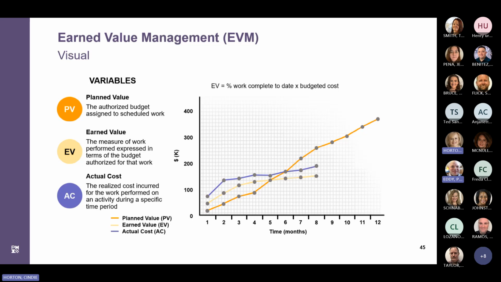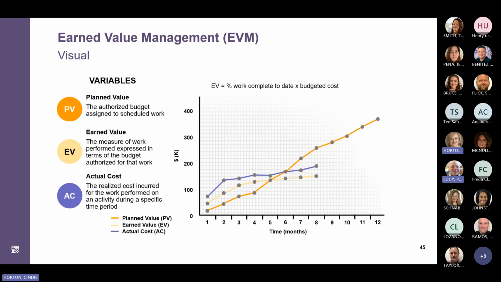So EV is simply calculated by multiplying the percentage of work completed by the budgeted cost for the activity as laid out in the cost baseline. So earned value again equals the percent completed, what was actually completed, times the budget.